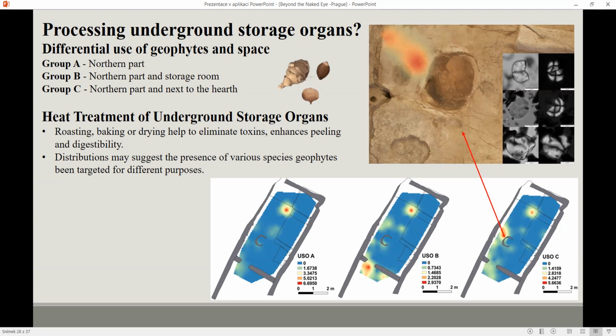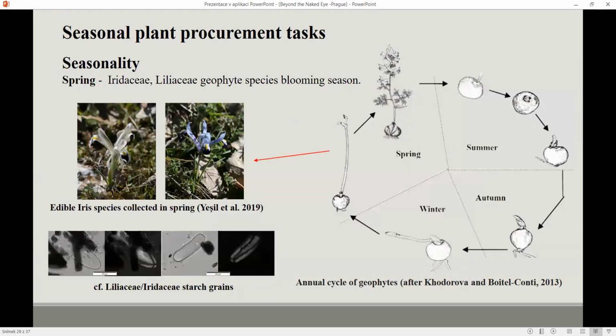And as I mentioned before, despite we are only able to identify them to the family level, the fact that we see different distributions of different typologies within different areas of the house is telling us already that we are dealing with different, probably more than one for sure, species of geophytes that were somehow used for different purposes at Çatalhöyük. And again, these resources are very informative because some of them have restricted annual life cycles, and they can be used to gain insight about seasonal plant procurement tasks.